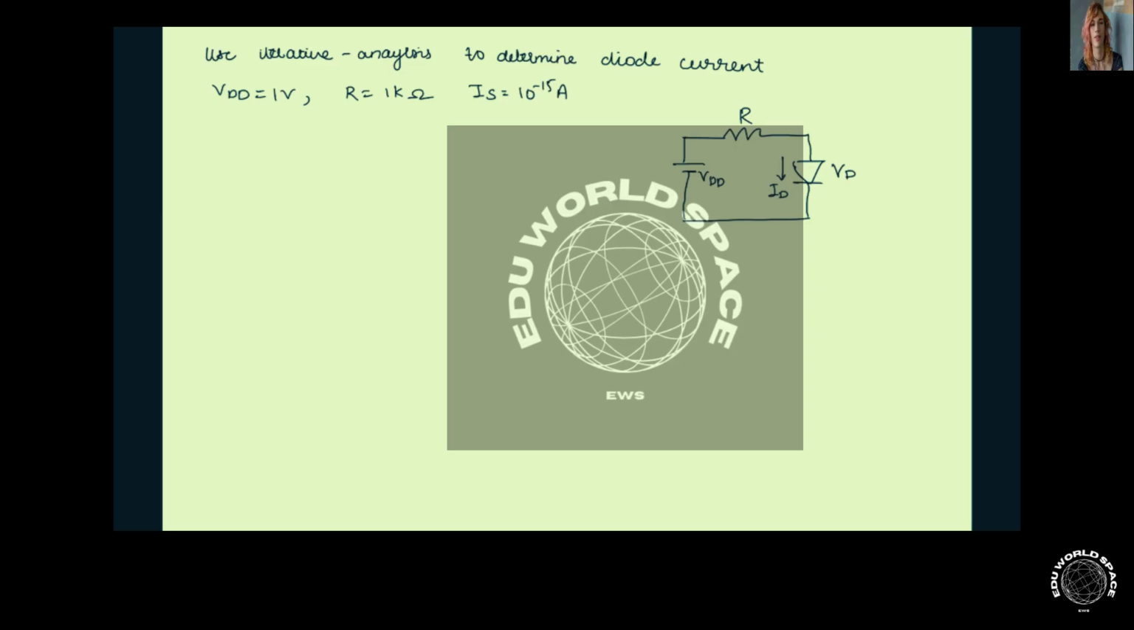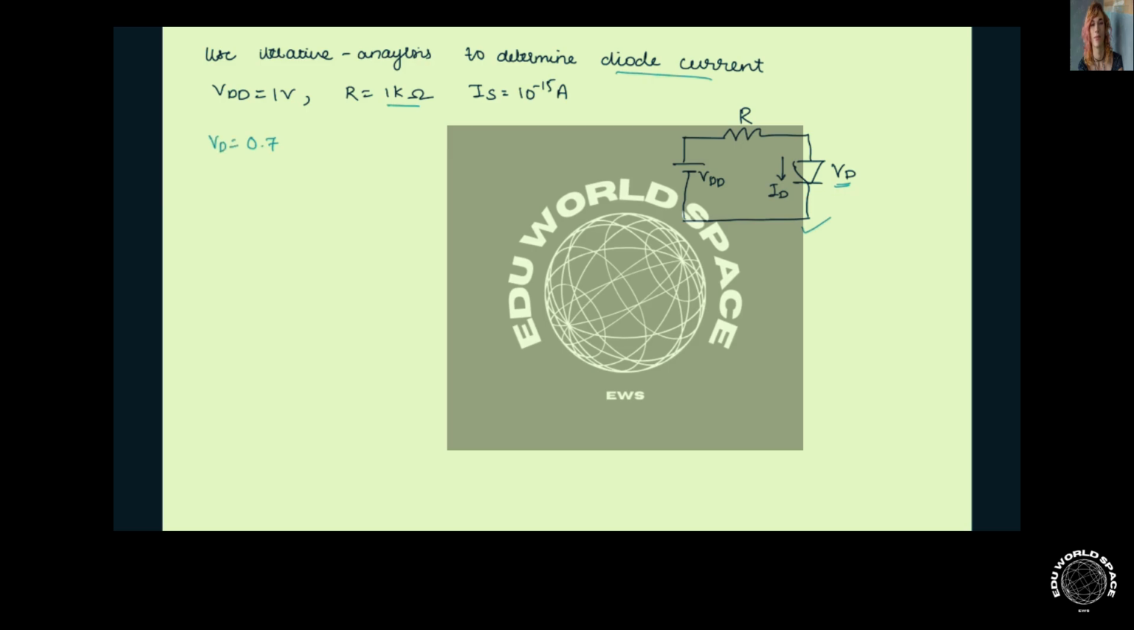Okay, so the question is to use iterative analysis to determine the diode current where VDD is 1 volt, R is 1 kilo ohm and IS is 10 raised to minus 15 ampere, and the circuit is given here. We can start by assuming that the voltage across the diode is, let's say, 0.7 volts, because that is the general value that we have for the voltage drop across a diode. So we'll write VD as 0.7.